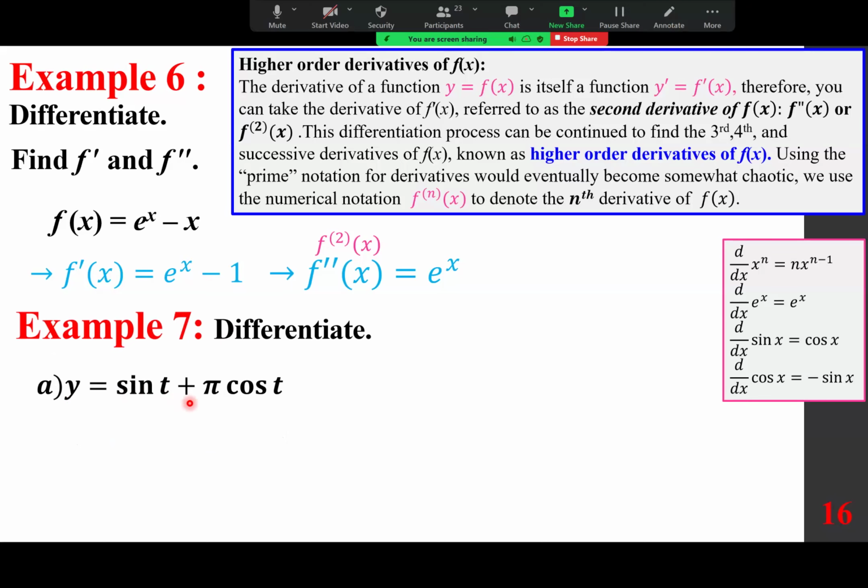Differentiate where y is sine t plus pi cosine t. So we start with y prime and we start with the first term, sine. We know the derivative is cosine, so cosine t. Plus pi, remember pi is a number like plus 5, plus 2, minus 8. So plus pi times cosine. Cosine, the derivative is minus. So plus pi times minus sine gives you negative pi sine t.